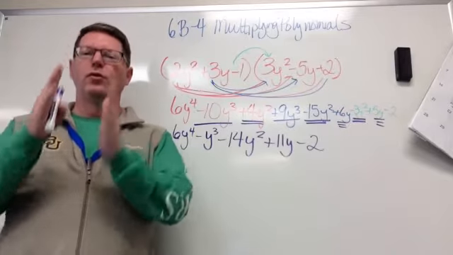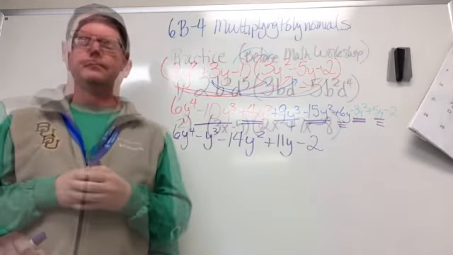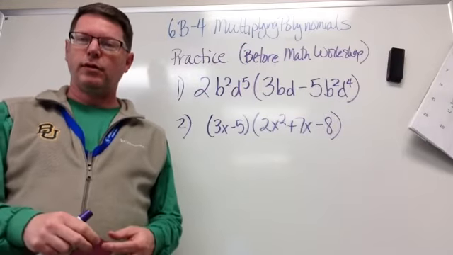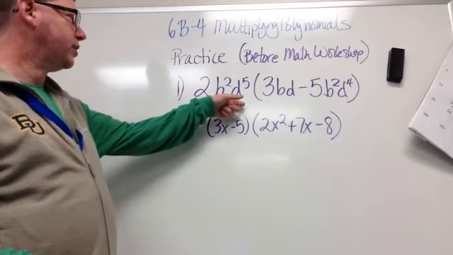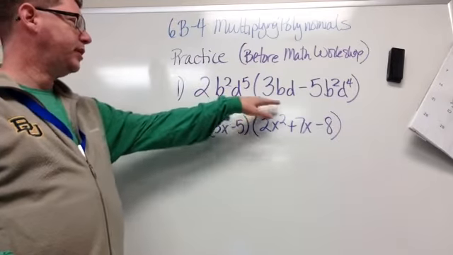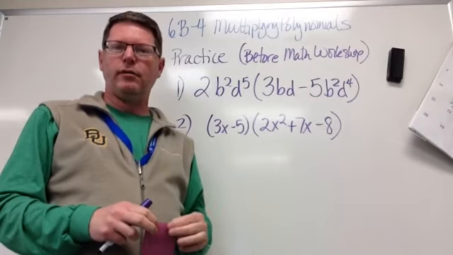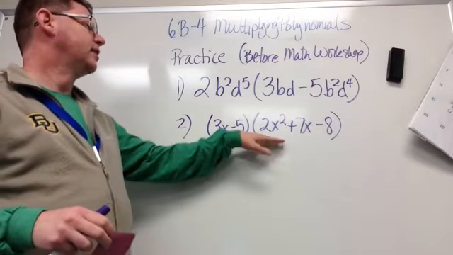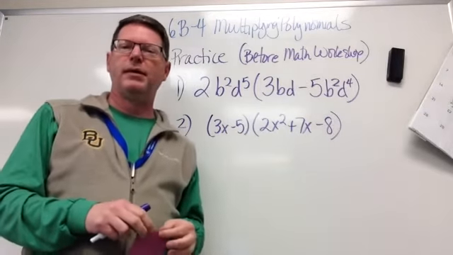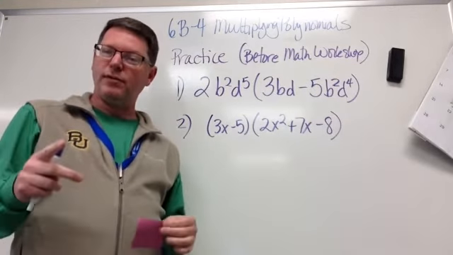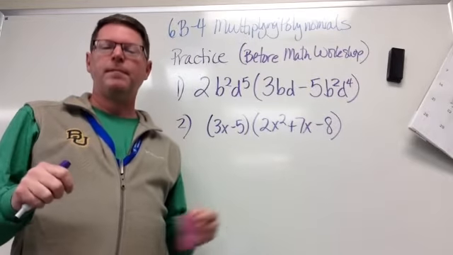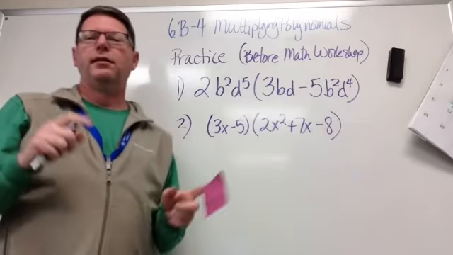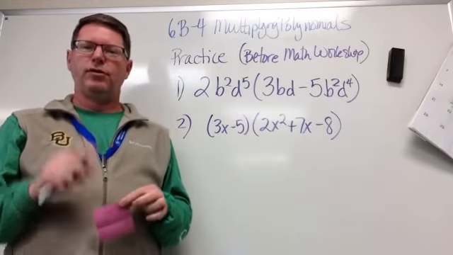But be organized. Now, before you come to Math Workshop, here are the 2 problems that I want you to do in your composition book. The first one is 2b squared d to the 5th times the quantity of 3bd minus 5b squared d to the 4th. And the second problem is the quantity of 3x minus 5 times the quantity of 2x squared plus 7x minus 8. Multiply both of those 2 polynomials, monomial by a binomial and a binomial by a trinomial. And then you can come to Math Workshop and we can make sure you got what you got.